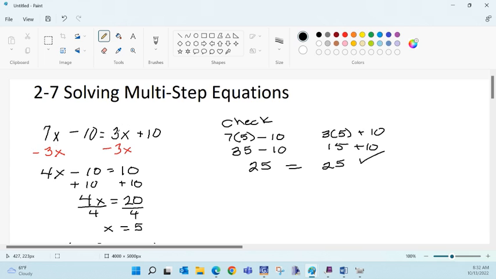Because your idea is to take it so that the variable is no longer found on one side, and the only place that you have the variable is on the other side. So it's got to be gone from one side to be able to solve it.